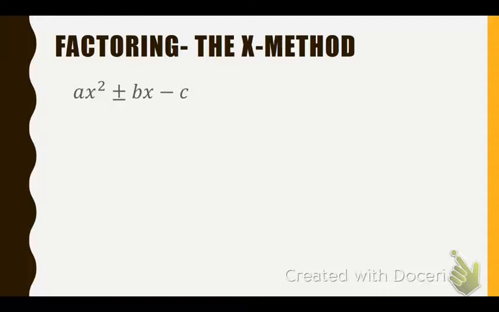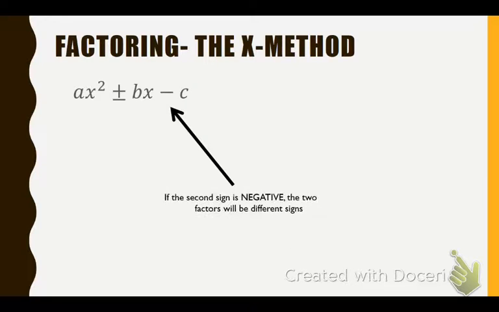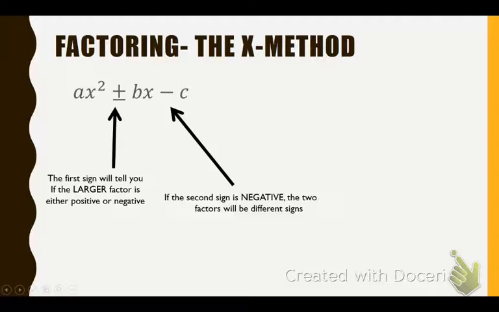Alright, so in this scenario, the second sign is negative. If the second sign is negative, then the two factors will be different signs. So one will be positive and one will be negative. And it does matter which one you make positive and which one you make negative. I've seen some of you factor, so I suggest that you write it down. Unless you're in Algebra 2, in which hopefully you know how to factor. Alright, so if the second sign is negative, the first one will tell you what the larger factor will be.